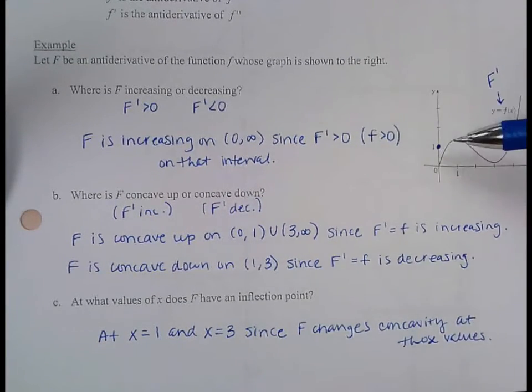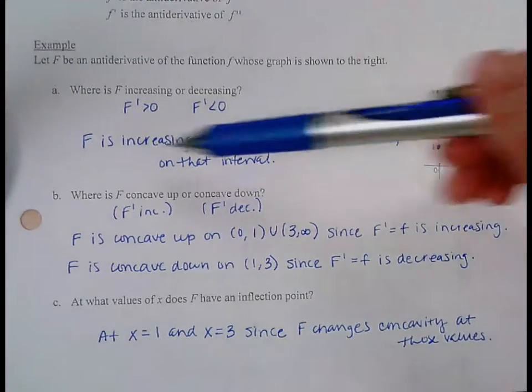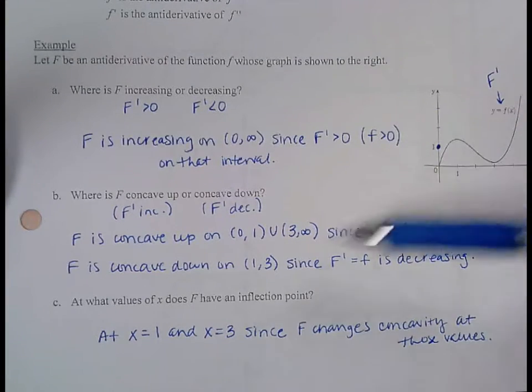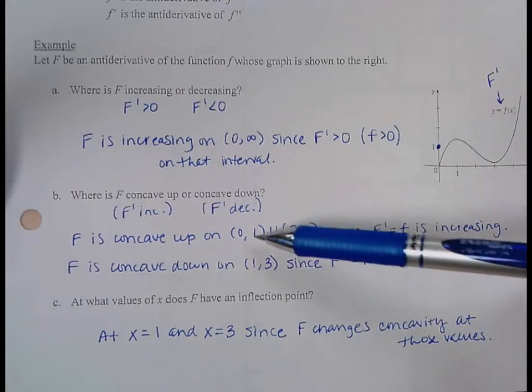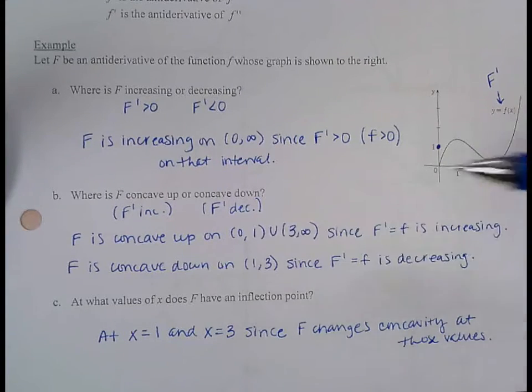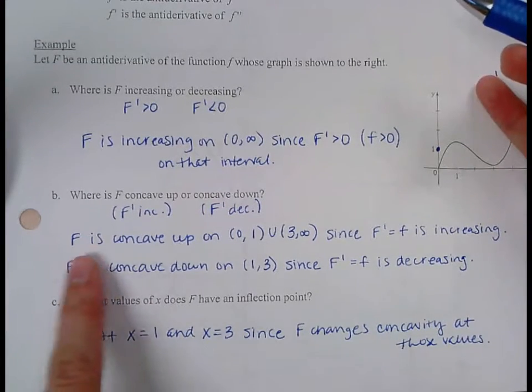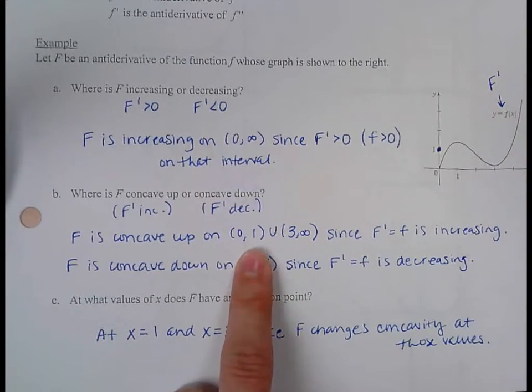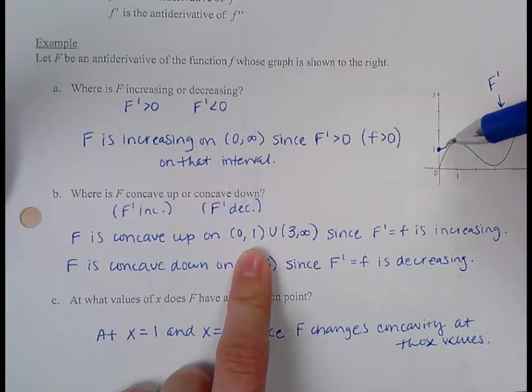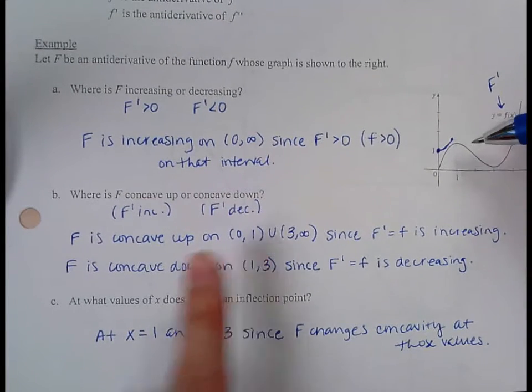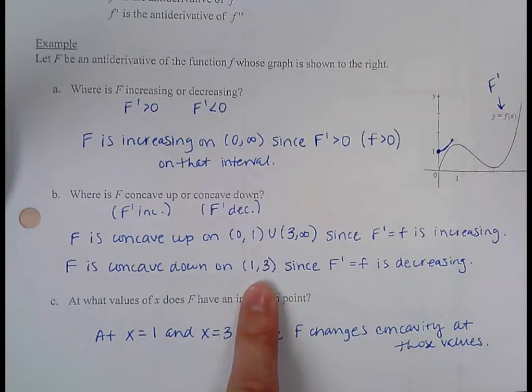So I know my antiderivative that I'm going to draw is going to be increasing everywhere. But what I do need to pay attention to is the concavity as I'm drawing. So I know it's going to change concavity at 1 and at 3. So I need to start out from 0 to 1 with a curve that's increasing and concave up. Start like this. And then from 1 to 3, I'm still increasing, but the concavity changes to concave down.